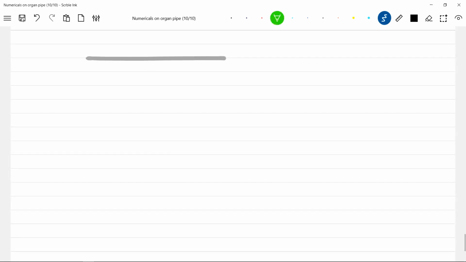I'll clamp at the middle. The clamp, I'll show it like this. Then the first, this should be a node. The free end should be anti-node.